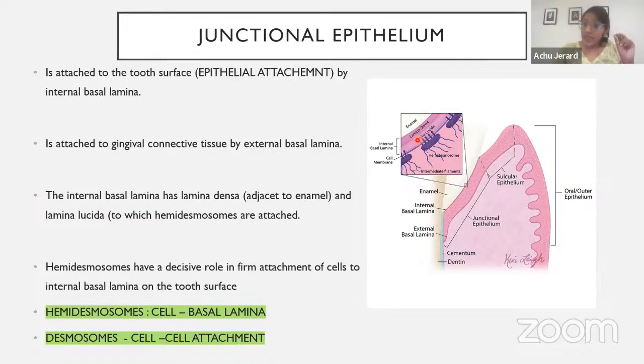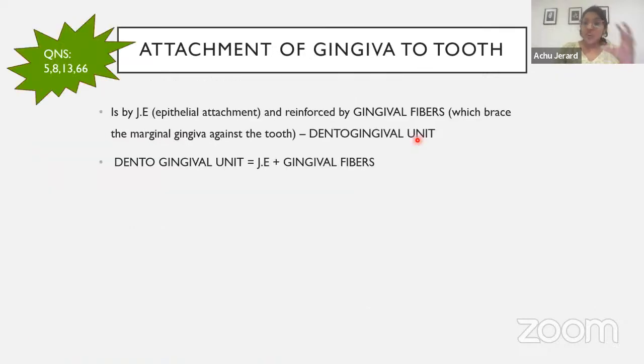But if there is an option of hemidesmosomes as the answer, which gives that firm adherence of gingiva to that of the tooth, then it is not only the junctional epithelium, but this attachment which is provided by the junctional epithelium is further reinforced by certain gingival fibers also. We have three main sets of gingival fibers, which reinforce the attachment provided by the junctional epithelium. So together, the junctional epithelium and the gingival fibers are called the dento-gingival unit.